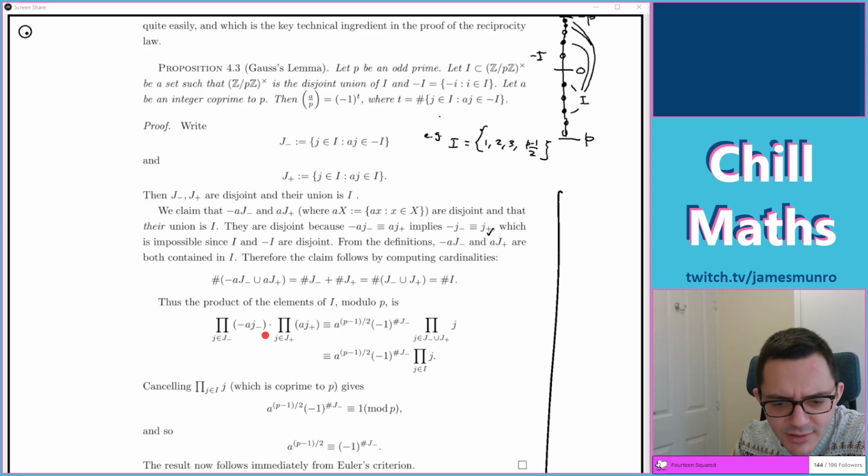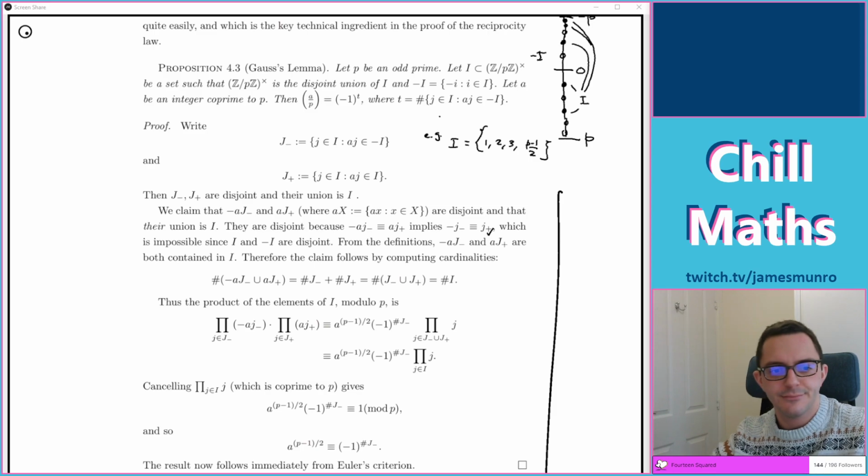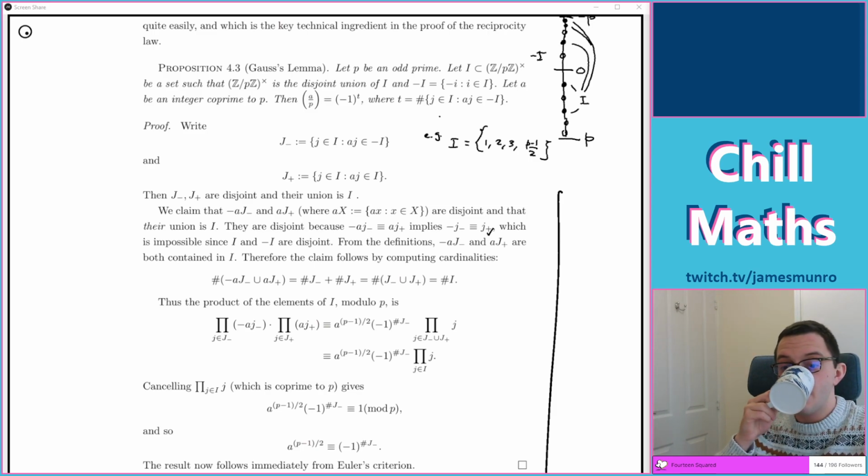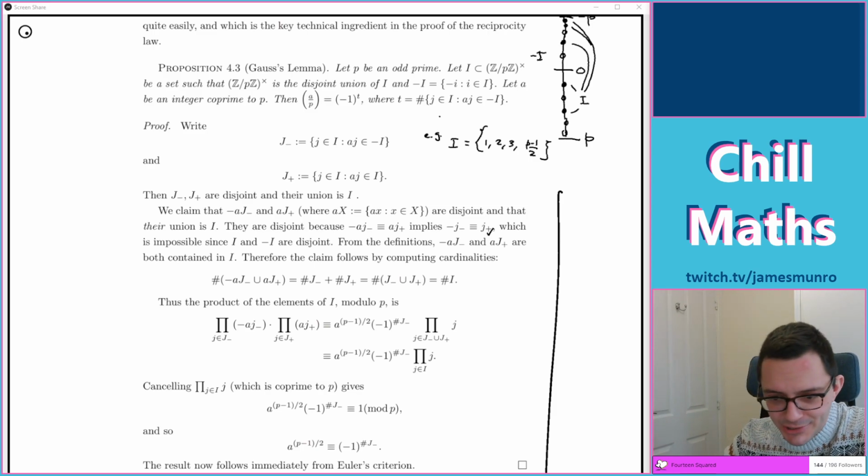I can see a lot of a's on the left hand side. J minus and J plus gives I. Oh, but I is only half the elements. Yeah, okay, there's that many a's. Right, product of j in your set I. Oh, I don't like that. Oh, because the union is... Right, okay.